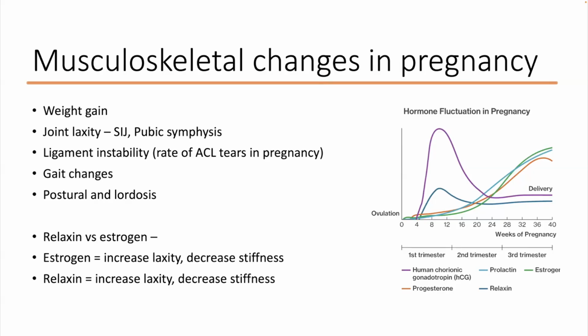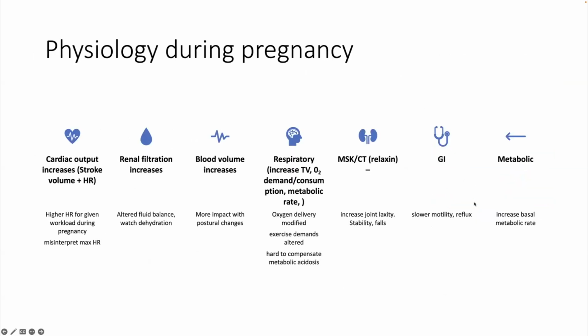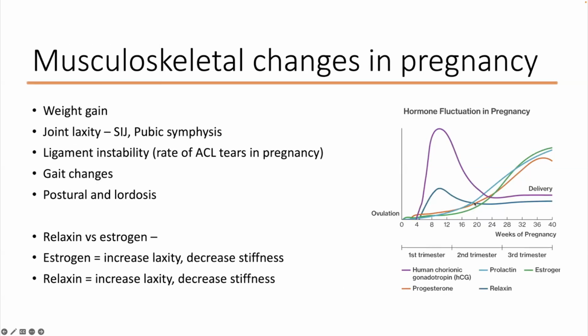And a lot of this is in response to hormones. So we stress always relaxin, right? We know relaxin increases laxity, but you'll see, so relaxin is that dark blue marker through here. You see it peaks pretty early. So it's peaking just right before the end of the first trimester, and then it kind of levels off.